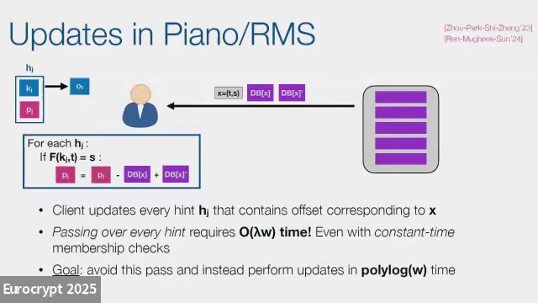Very simple. But this takes a full pass over the hints, and our goal is to only update the hints that have to be updated. For any particular X, there are actually very few hints that contain X, and so we only want to touch those. We want to do a much faster update.